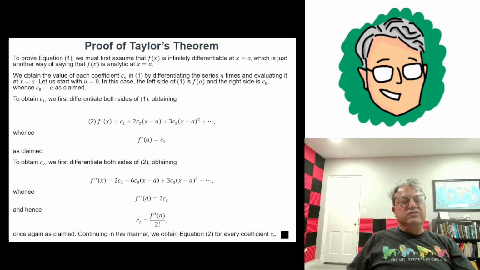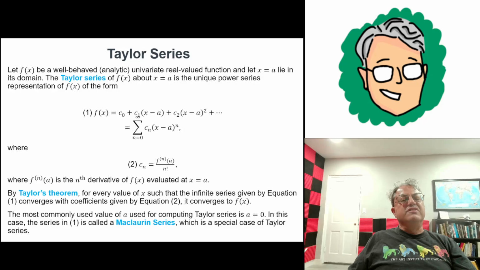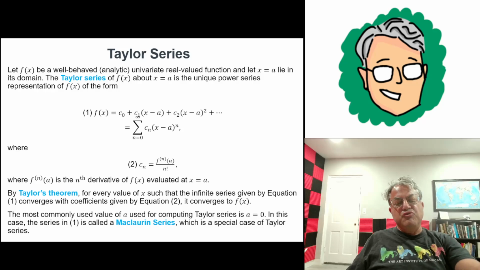If you look at the form of this equation here, f of x equals c0 plus c1 times (x minus a), and so on. When we're evaluating at x equals a, notice that all the terms are going to be 0 except for the leading one, c0. So that gives us f of a equals c0. That's the first equation in 2.